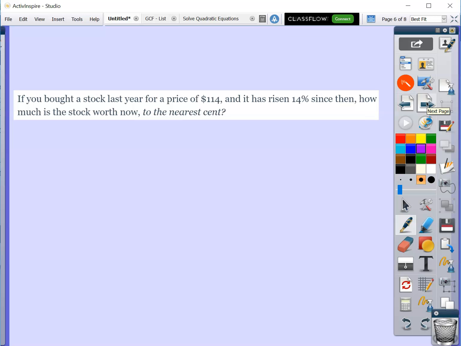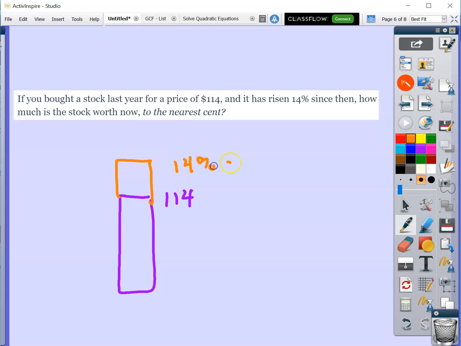Okay, you bought a stock for $114. Okay, here's your $114 stock. Did it increase or decrease? It's important to ask that question. Well, it increased by 14% of what it was originally. So we're going to have to figure out 14% of 114 and then add that on to this. So here's 14% of 114. That is $15.96. Exactly. Okay, that's to the nearest hundredth.